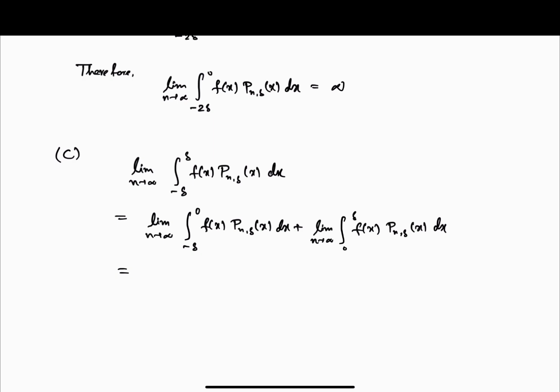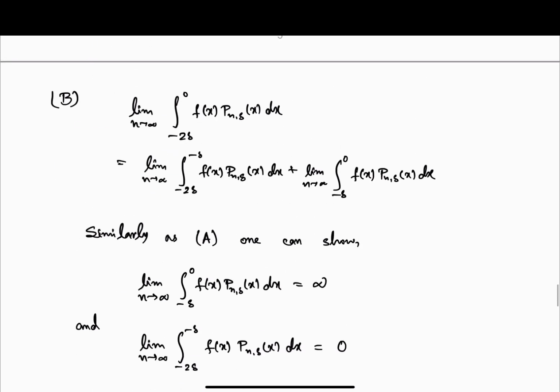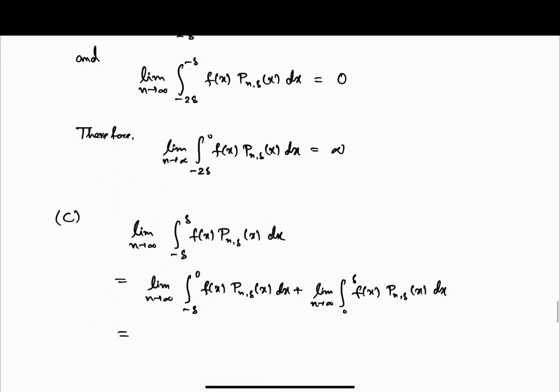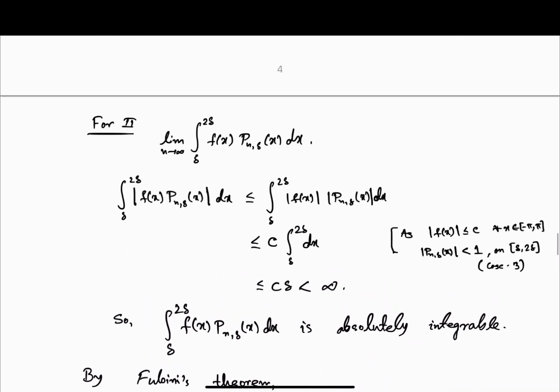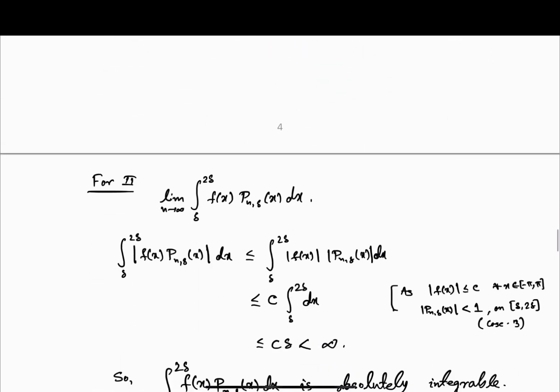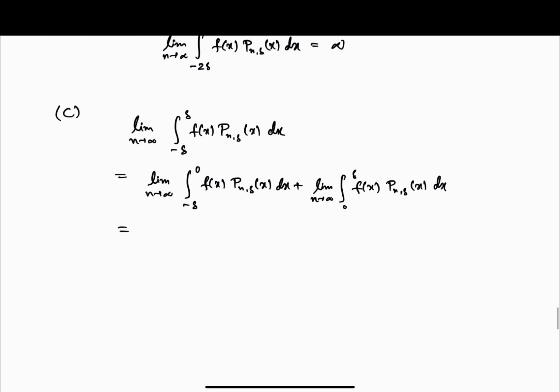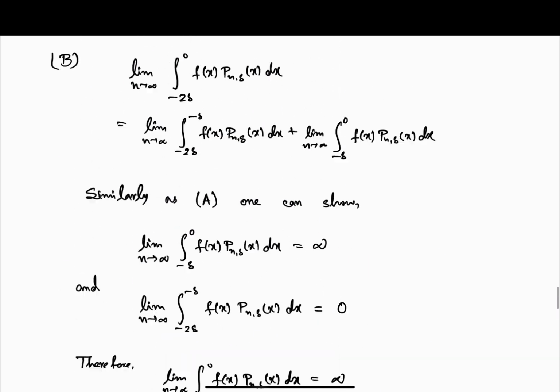And in part B we have shown that minus delta to 0 is infinity, and from part A we have shown that 0 to delta is again infinity. So both parts go to infinity. So overall, using part A and part B, this again goes to infinity. So part C is also done.